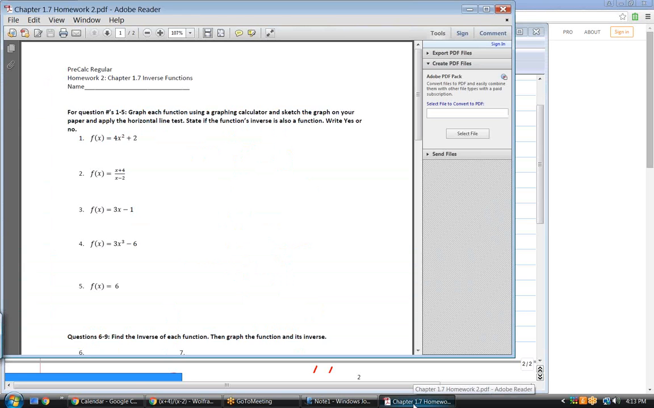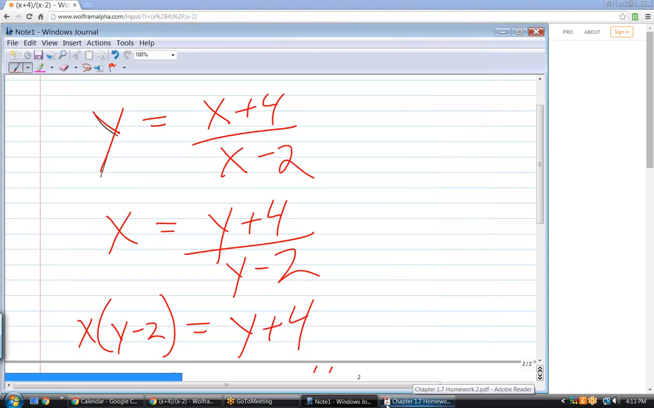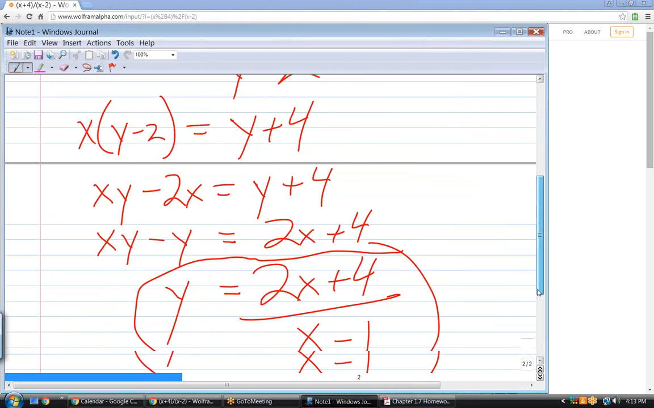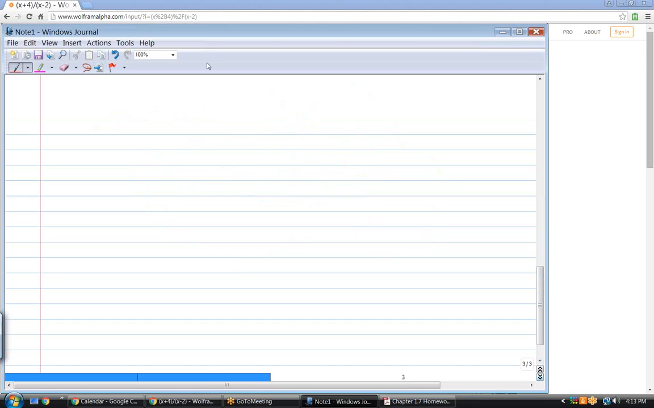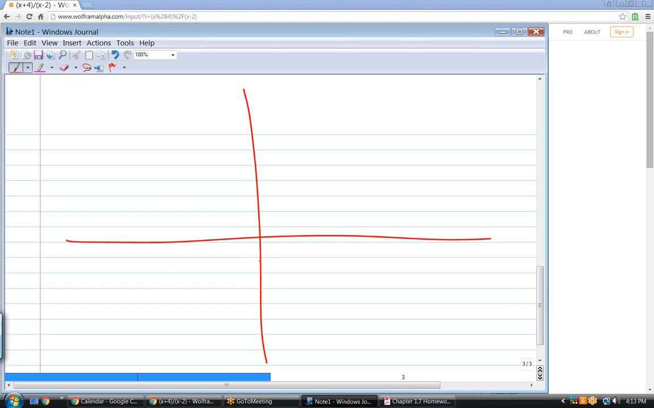All right. 3x minus 1. Let's skip plotting that in the calculator and just graph it on our paper. 3x minus 1 goes through there, has a slope of 3. That's y equals 3x minus 1. Is that 1 to 1? Yes. So it has an inverse.